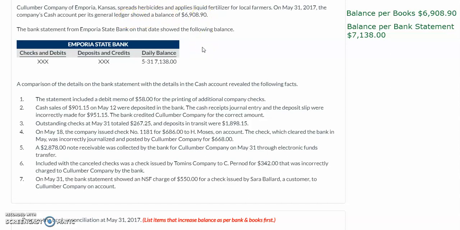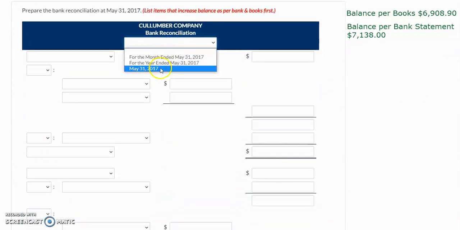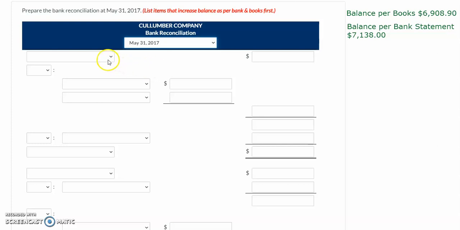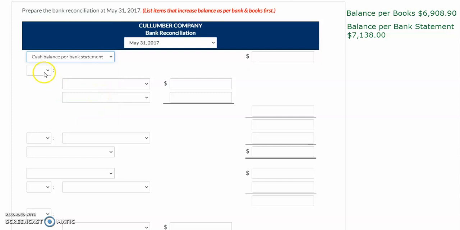We're given a portion of the bank statement and some of the details from the bank statement and details of what the company recorded in order to prepare this bank reconciliation. And for our bank reconciliation, this is prepared at a specific date in time. So all of the transactions should be reflected in the balance as of the end of the day at May 31st, 2017.